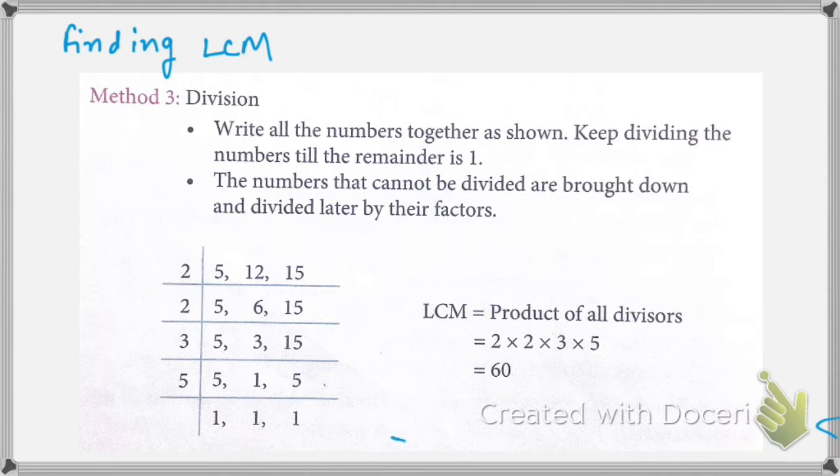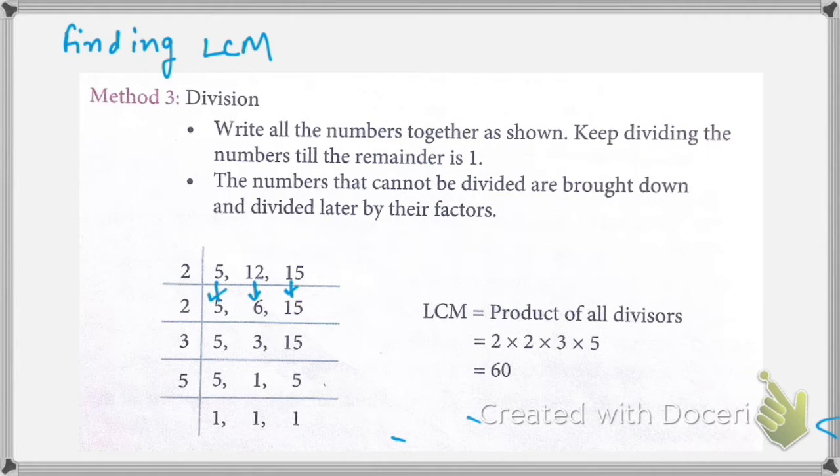So here 5, 12 and 15 are there. First we will start with the first prime number. What is the first prime number? 2. So 5 cannot be divided by 2, so write 5 here. 12 comes in 2's table how many times? 6 times, so write 6. Then 15 cannot be divided by 2, so write 15 here.